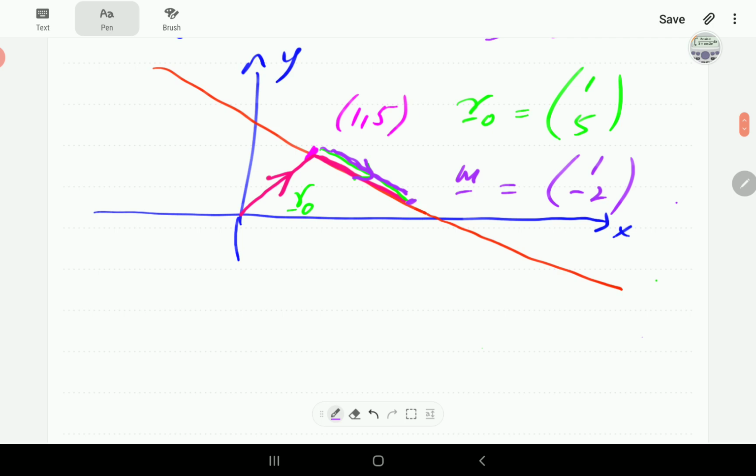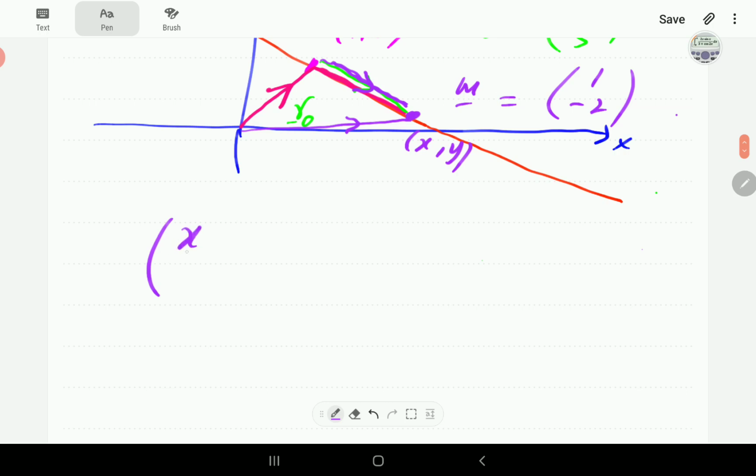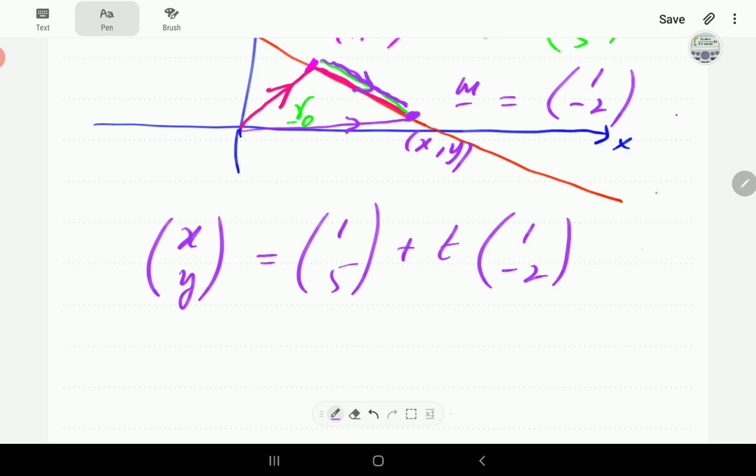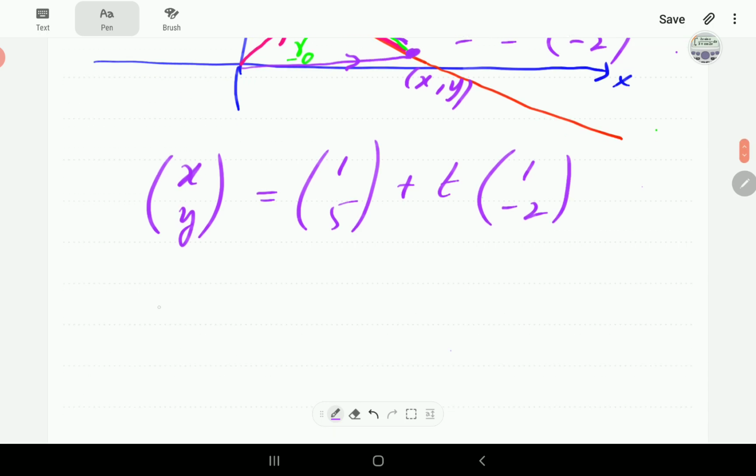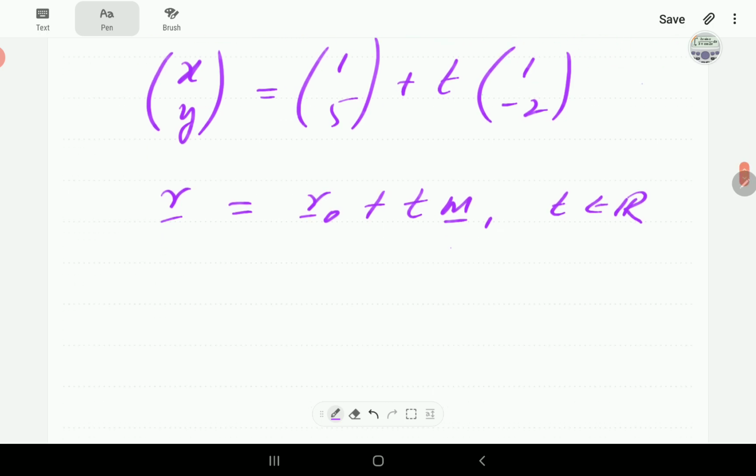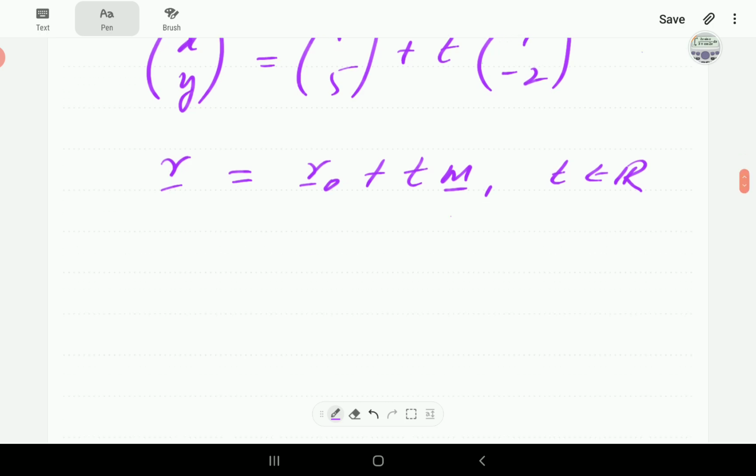So we said a point (x, y), so the position vector of (x, y) on this line, we can write as (1, 5) plus a constant real multiple of the direction vector m. In compact form we can write this as r naught plus tm. t is any real number, it could be plus or minus. r naught is a position vector of any point on the straight line.